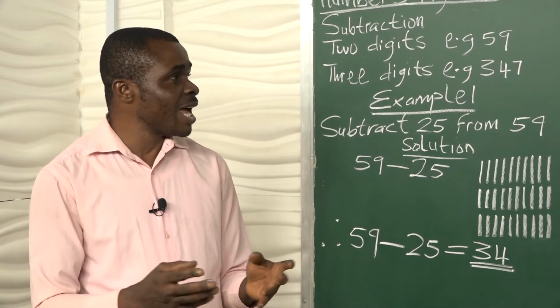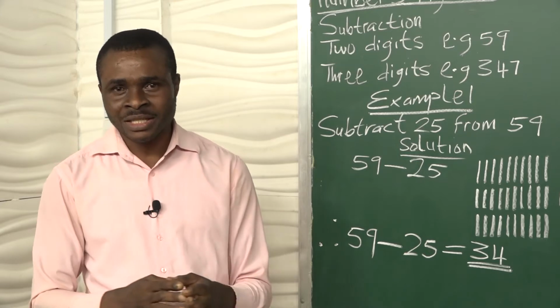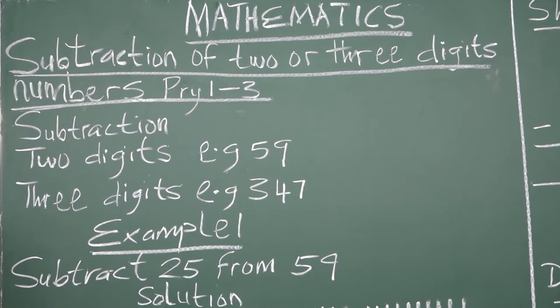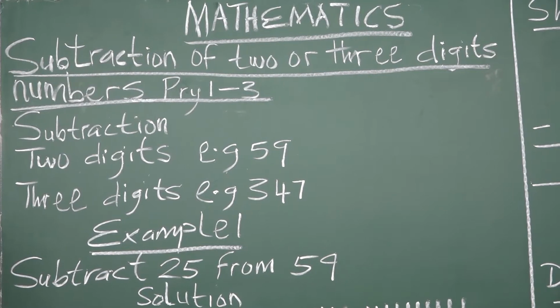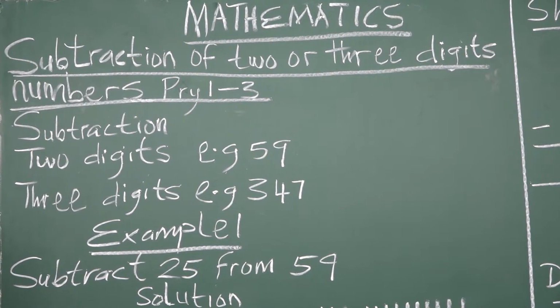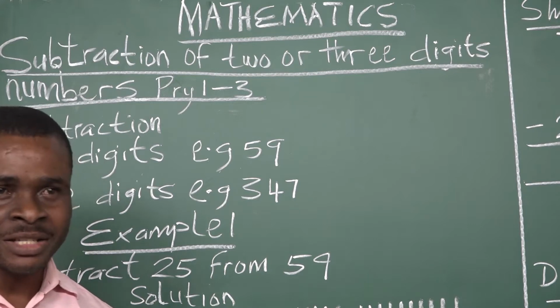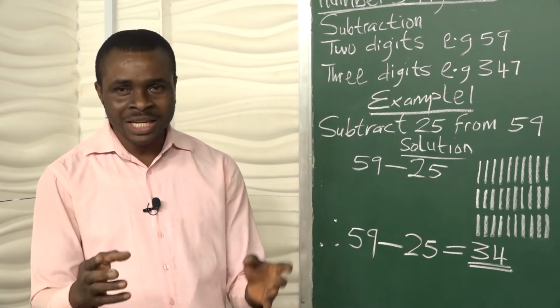Now, 2 digits or 3 digits. When you have something like 5 and 9, which is 59, it has 2 digits. The first digit is 5 and the second digit is 9. That makes it a 2 digit number. And you also have 347, which is 3 digits. You have the first digit, which is 3, the second digit, which is 4, and the third digit, which is 7. That makes it a 3 digit number. Now our work is going to be based on these 2 or 3 digit numbers.